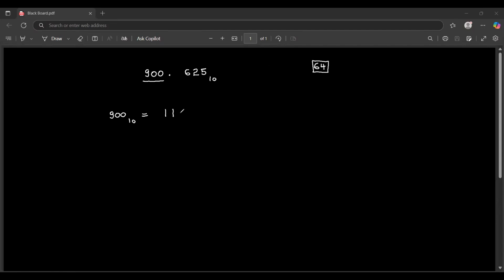So 512 and 256 will be 768, and then we just need a 128. So it will be 512, 256, and then 128, which is 896.